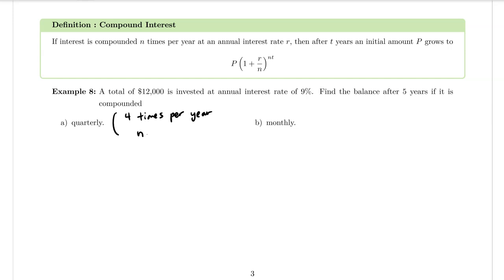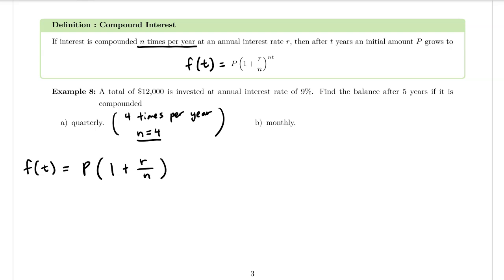And that's also equivalent to saying n equals 4, because remember, n times per year, so we're doing 4 times per year. So if I wanted to come up with a function, I'm just going to call this f of t. So f of t is equal to p times (1 plus our interest rate over the number of times per year we're compounding) to the exponent of n times t. Let's go ahead and fill in those values.